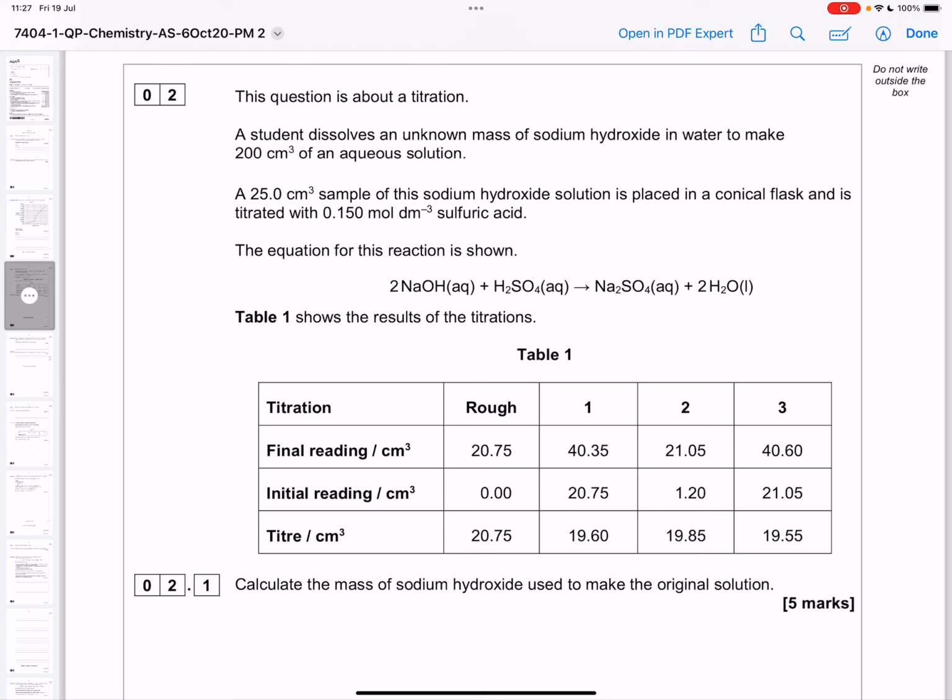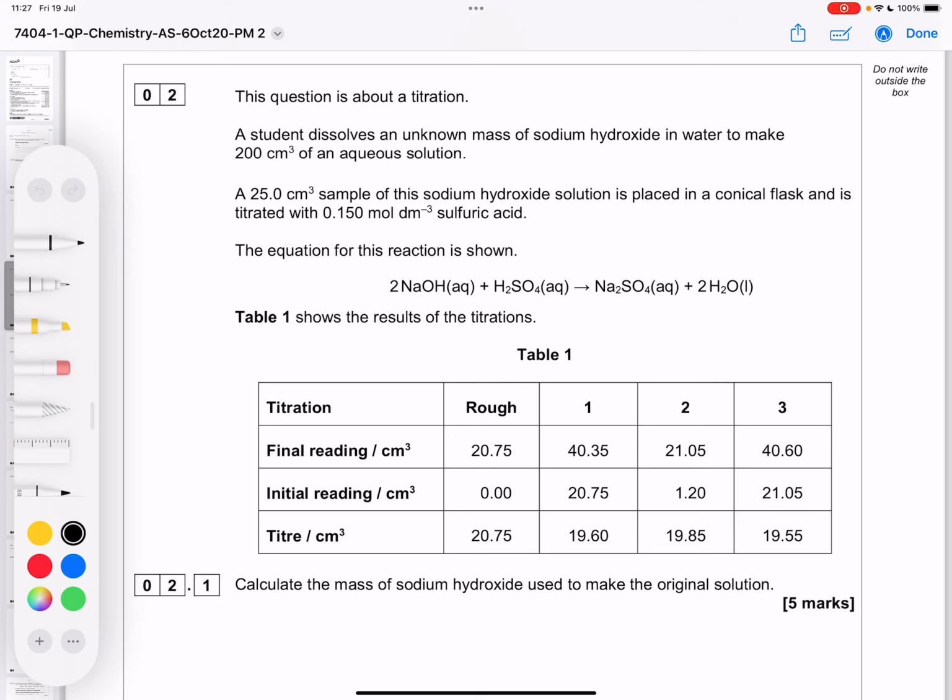This question is about a titration. A student dissolves an unknown mass of sodium hydroxide in water to make 200 centimetres cubed of aqueous solution. So the first thing to point out is that 200 is not the normal amount that we would make in our volumetric flask. So just to be aware, we're not looking at 250 here.